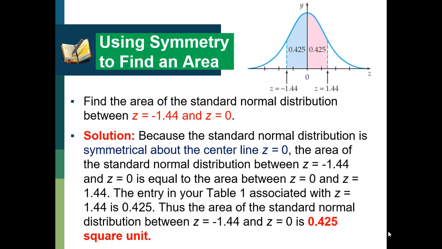Based on your table in your notes, I hope you're holding it right now, the associated area between 0 and 1.44 is 0.425. Hence, using symmetry, we know that the area between negative 1.44 and 0 is also 0.425 square unit. This is how you use symmetry to find an area. Although the given value is negative, it is still symmetric with its positive value 1.44. Hence, the area is the same. Did you get it?